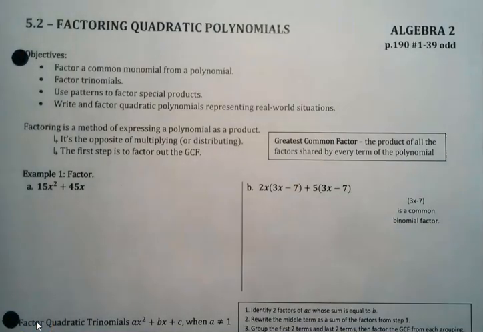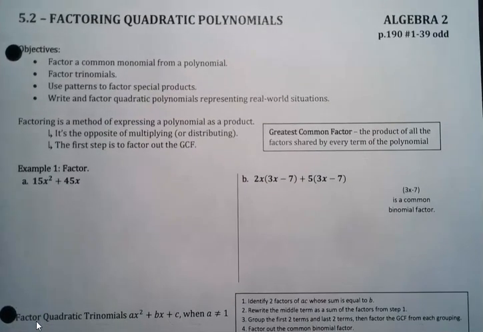All right, chapter 5.2, we're going to be factoring quadratic polynomials today. Okay, so factoring, where yesterday we were multiplying. All right, so our objectives are to factor a common monomial from a polynomial, factor trinomials, use patterns. Notice I told you yesterday you're going to want to work on memorizing those. So use patterns to factor special products. And we're going to write and factor quadratic polynomials representing some real-world situations. So lots of things going on.